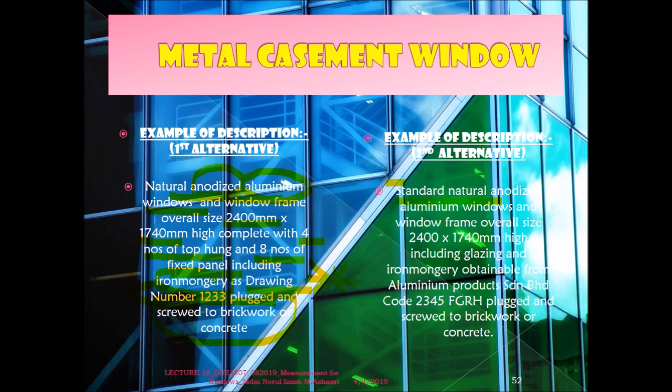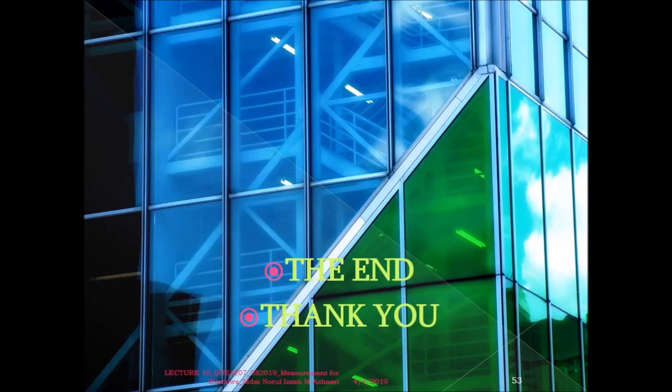Look at this sentence: obtainable from aluminum products in number height. Let's say this product had been given and the code had been given, the brand had been given, then you have to write down in the description. That means you don't have to write the drawing number. That is optional.